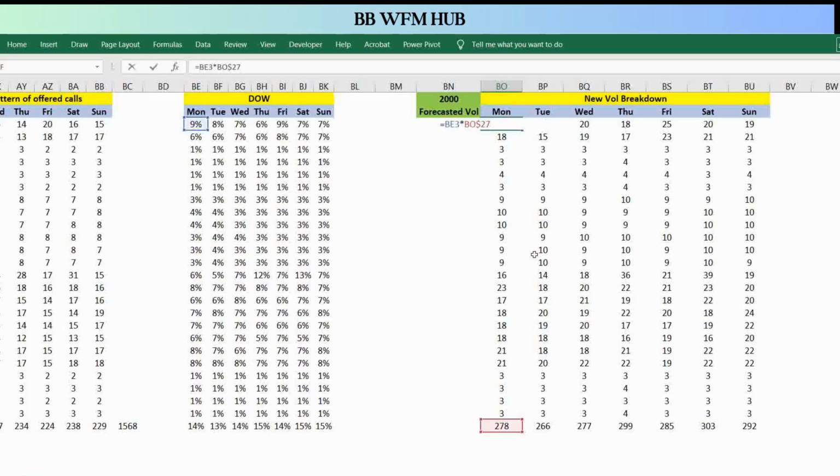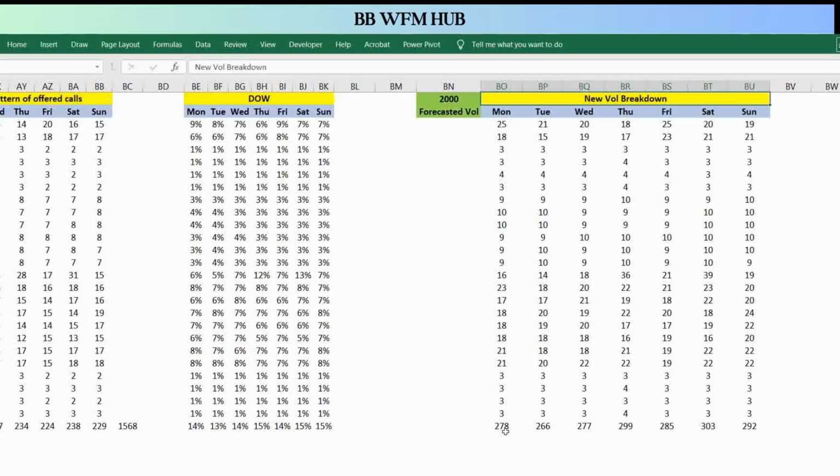For the interval wise volume, it's 9%. We are saying that on Monday, in the first interval, 9% of the volume is coming. So here we have 278. We calculated this 278 from the day of the week pattern. That is 14% of calls are coming on Monday, and 14% of 2000 is 278. So we have already calculated that 278 calls are coming on Monday.